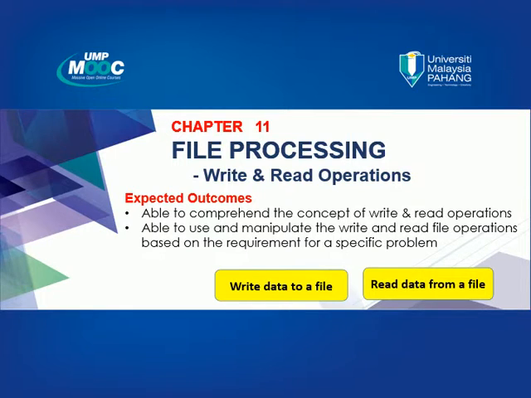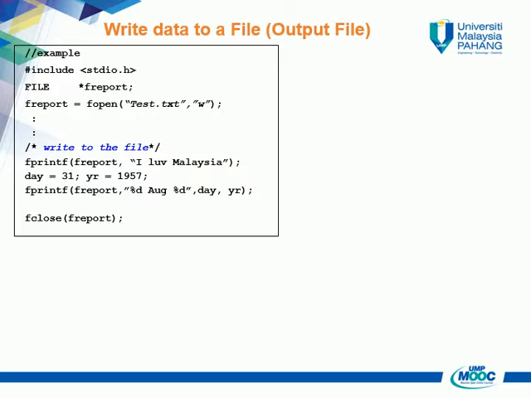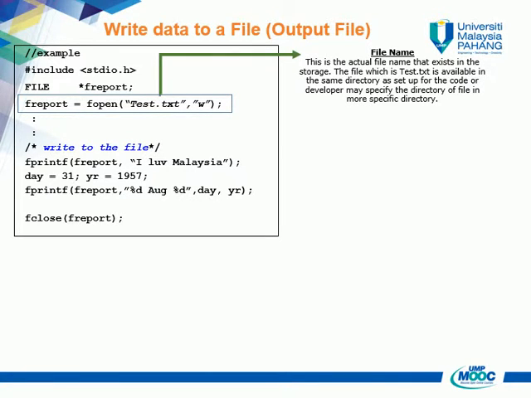Now, we learn by example for writing data to an output file. This is a simple C program as an example for this file output operation. We start with the fopen statement to open a file for output. First, the file name. This is the actual file name that exists in the storage. The file, which is chess.txt, is available in the same directory as set up for the code, or the developer may specify the directory of the file in a more specific directory.